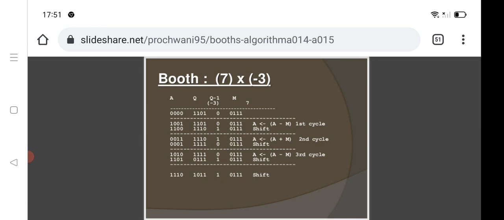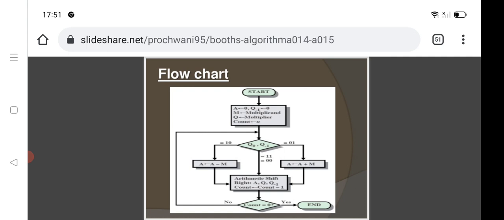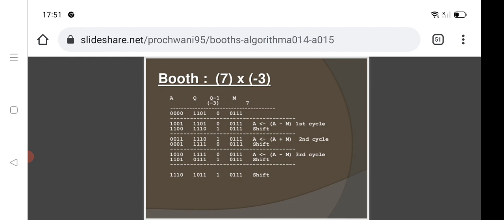So the first step of initialization is done. The next step, after initialization, is to check Q0 and Q minus 1. Here I am checking my Q0 value and Q minus 1 value. What is my Q0 value? It is 1, and the Q minus 1 value is 0. So I need to perform A equals A minus M. After performing this A minus M, I again need to perform the arithmetic shift right operation. If I perform the arithmetic shift right operation, we will get that value.